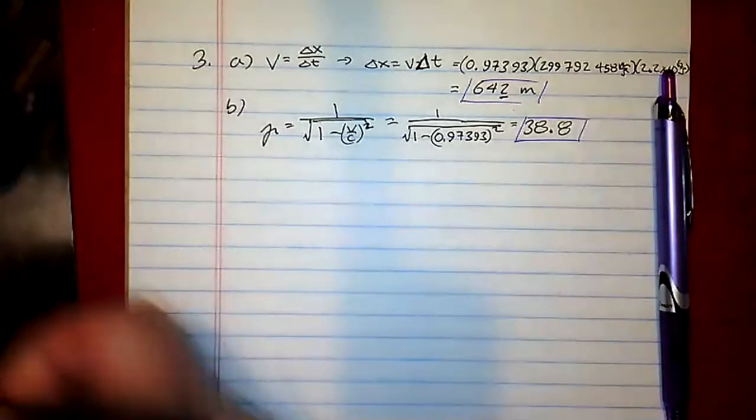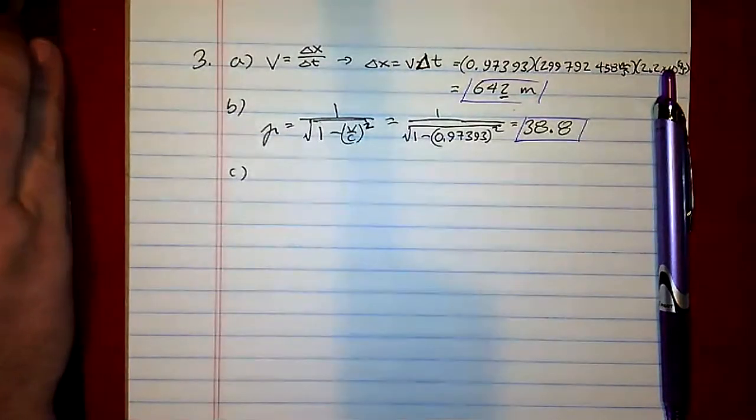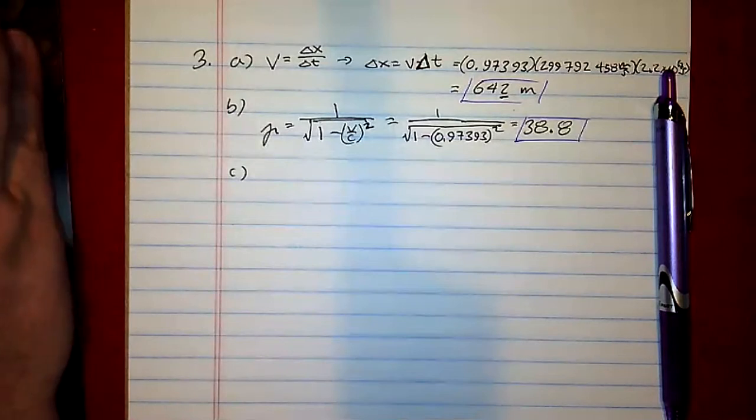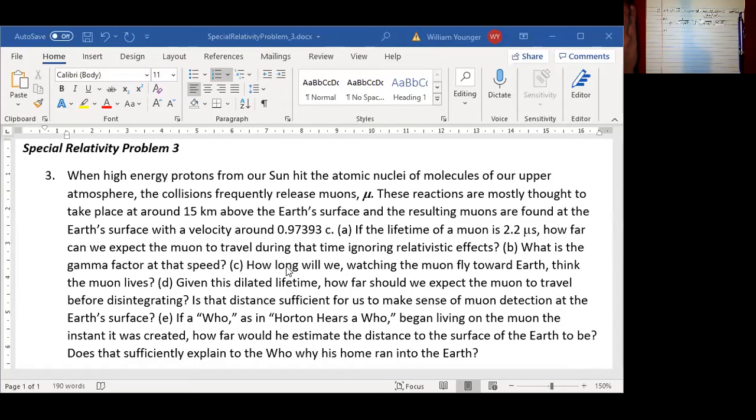So now we start with part C. So I'll again turn back to our problem, share the screen. And with part C, it says, how long will we, watching the muon fly towards Earth, think the muon lives? So in this case, I'm actually dropping hints in the problem. I'm saying, how long will we, us people that are watching the muon fly toward Earth, think that the muon lives? What I'm saying is, hey, we're actually going to see that time dilated. So we need to calculate that dilated time.